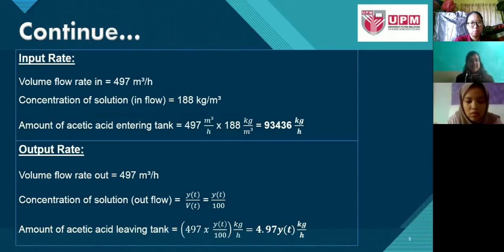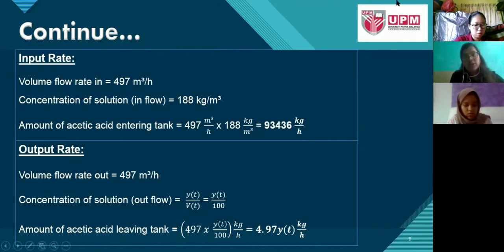Okay, so the next is that, as we discussed in the previous slide, input rate minus output rate, where the volume flow rate entering the crude acetic acid tank is 497 meter cube per hour, and the concentration of solution inflow would be 188 kilogram per meter cube. So by then we can calculate the amount of acetic acid entering the tank with the volume flow rate entering the tank multiplied by the concentration of solution, which equals 93,436 kilogram per hour.